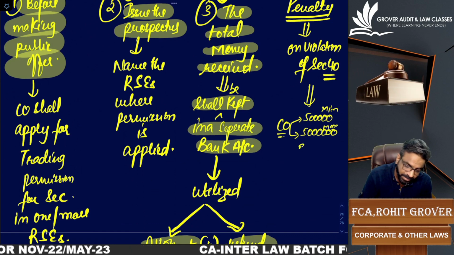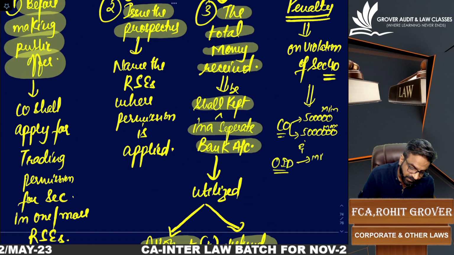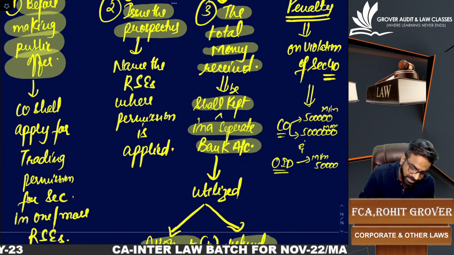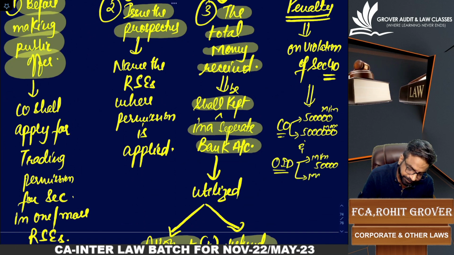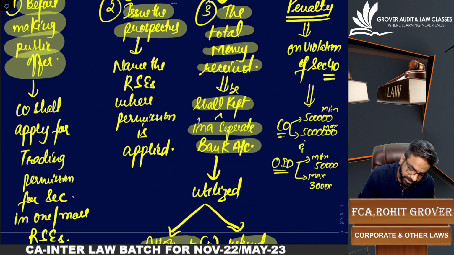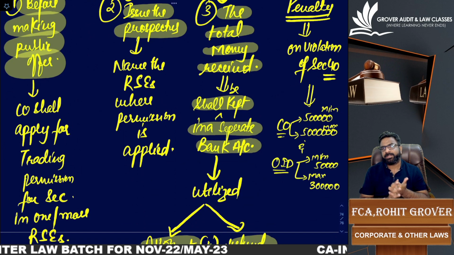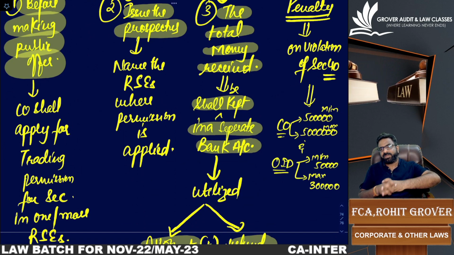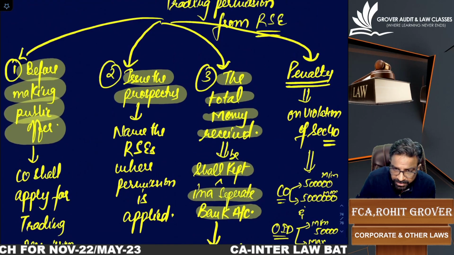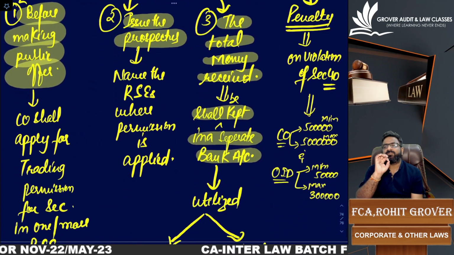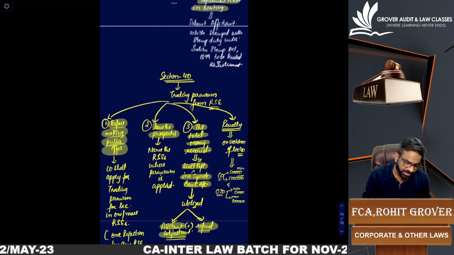And not only that, every officer in default also will be penalized. Minimum 50,000. Sorry, minimum how much? 50,000. And maximum 3 lakhs. So I hope you all understood the penalty on violation of section number 40. The officer in default: minimum 50,000, maximum 3 lakhs. And the company: minimum 5 lakhs, maximum 50 lakhs. I hope all of you understood section number 40.